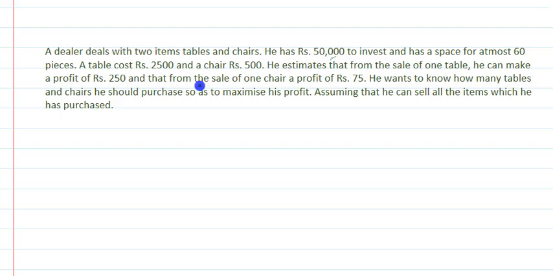So here in this example, it is clear that the dealer is having only 50,000 rupees with him and he can store only 60 items. And now he wants to get maximum profit. Let us take some cases which are possible for this problem. The first case, let us take, he purchased only chairs and no table.